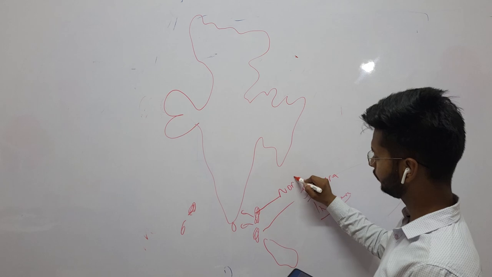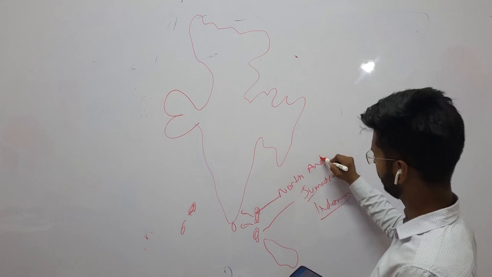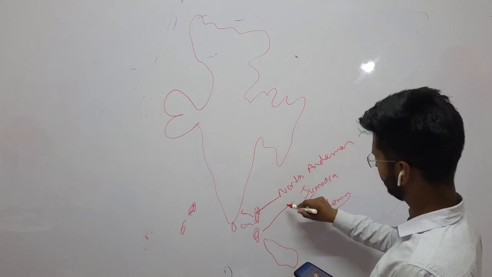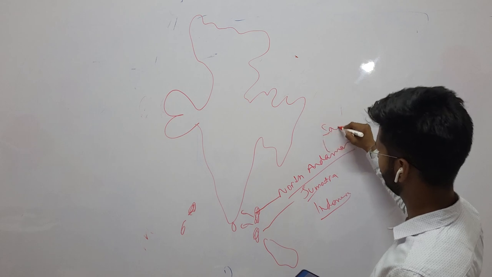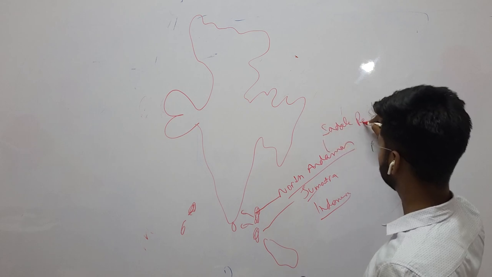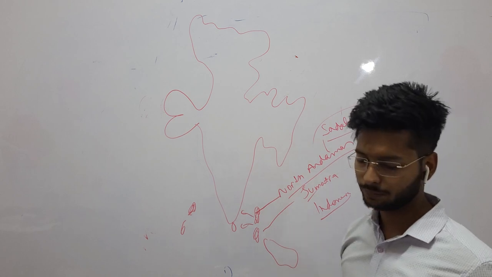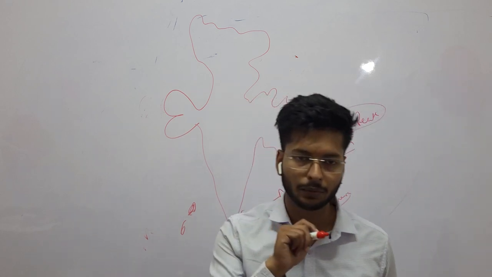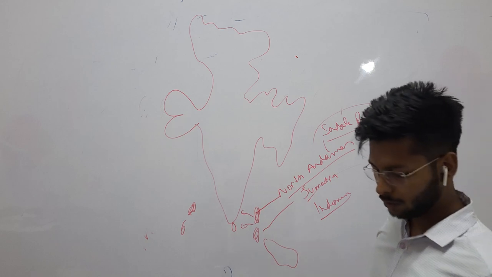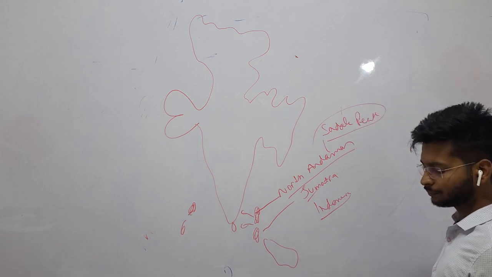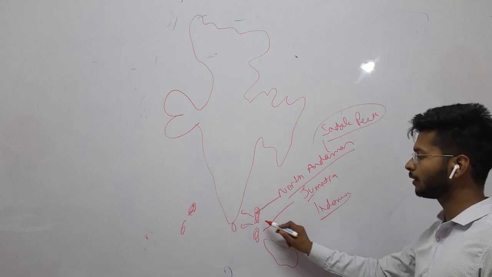Okay. So Saddle Peak is the highest peak in North Andaman Island. Saddle Peak. It is something that is important, so please remember it. Saddle Peak is the highest peak in North Andaman Island. There is also one island known as Barren.